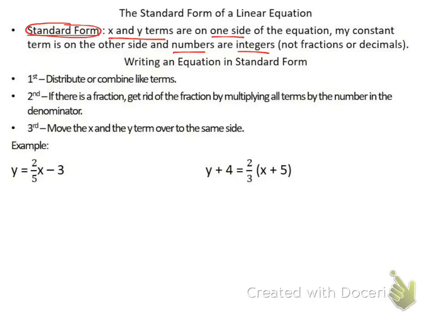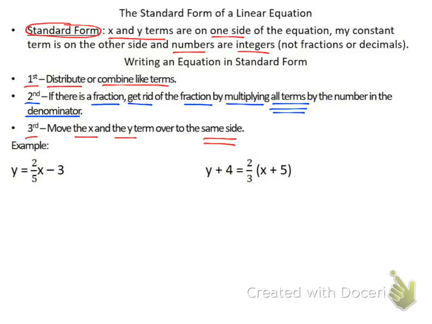The way that I'll do this is, the first thing that I'll do is distribute or combine my like terms. The second thing is, if there's a fraction, I want to get rid of the fraction by multiplying all terms by the denominator. And then the third thing is I want to get my x and y over to the same side.